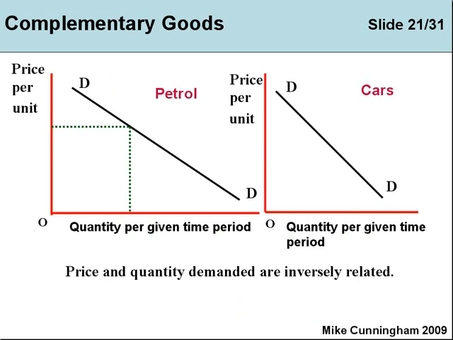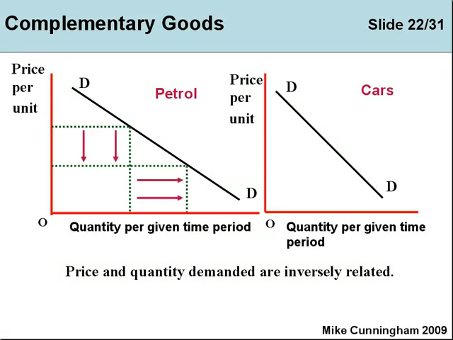Obviously, by the way, the scales of these axes are not the same. You don't get many cars for £1 or £1.20 or whatever it is a litre for petrol. You don't get too many cars for that price. So the scales on the price axis are different. However, here is the price of petrol. Here's the quantity of petrol sold every week or every month.